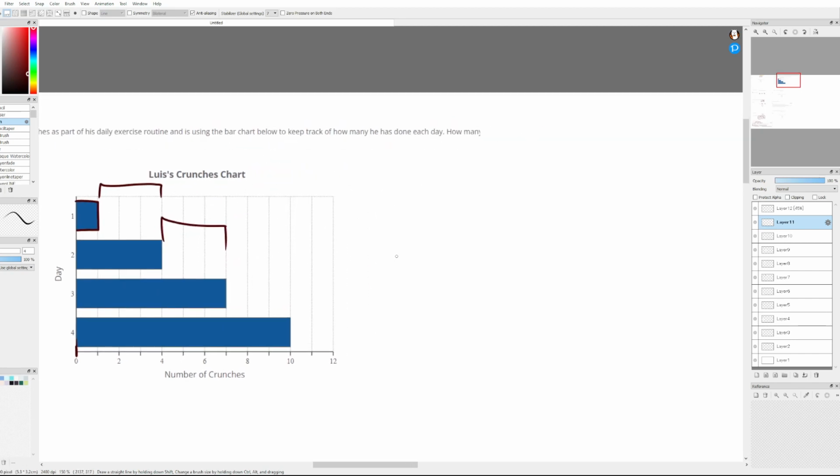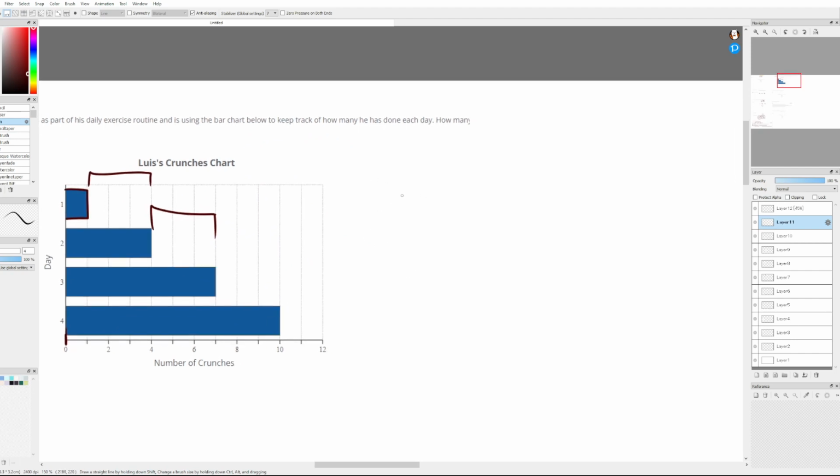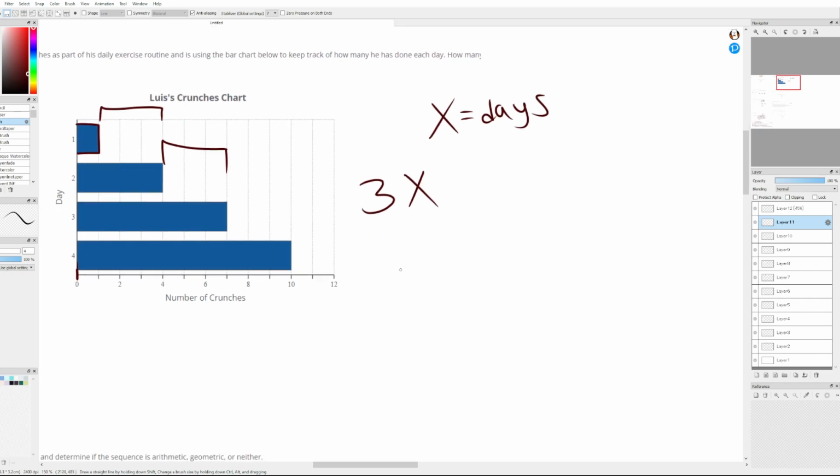Now, let's test a few equations. It seems like if we let x equal days, and he does 3 crunches depending on how many days, like 3 times the amount of days. However, if we try this, on day 1, it doesn't really work out, because 3 times 1 equals 3. On day 2, it doesn't really work out because 3 times 2 is equal to 6, and he has only done 4. And so on. This doesn't really work out that well.